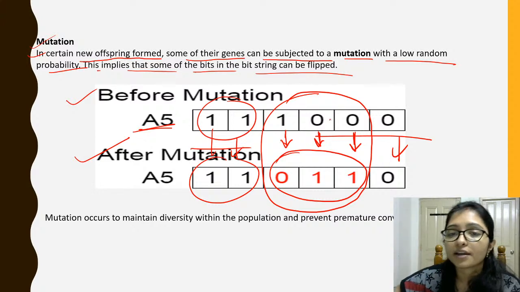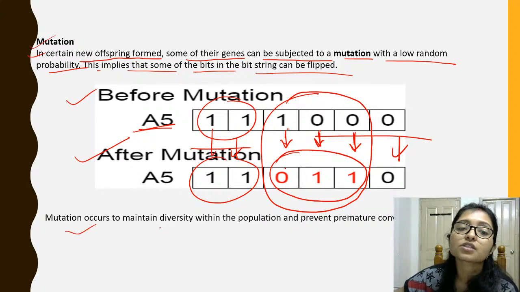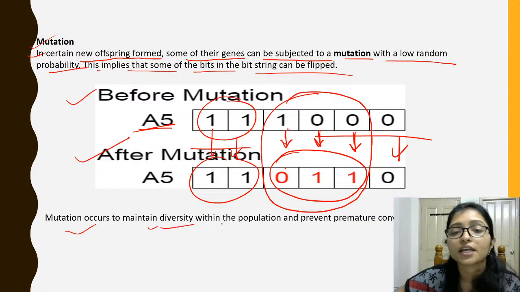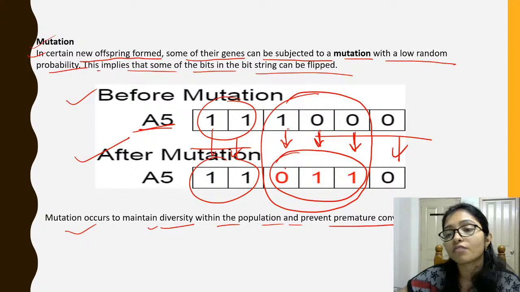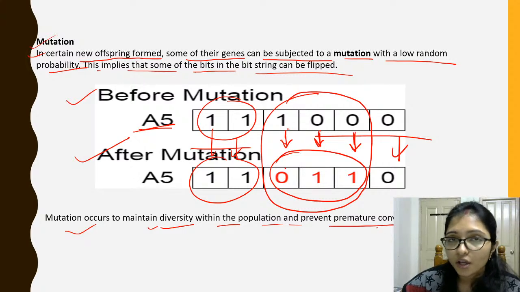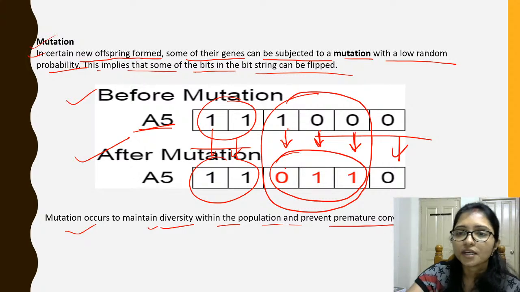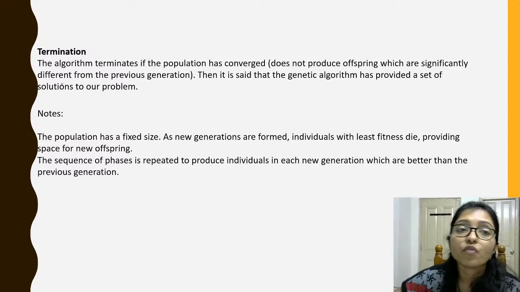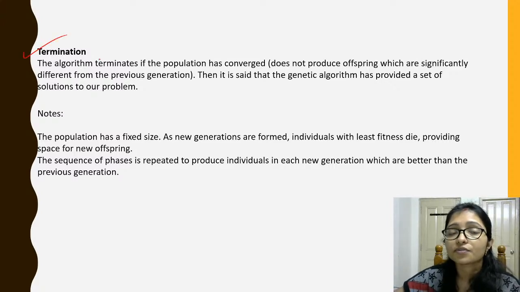Bits get flipped, 0 becomes 1 and 1 becomes 0, right? That is the mutation. So mutation occurs to maintain diversity within the population and prevent premature convergence. Okay, got it? Now what is the termination condition? What is the termination condition of genetic algorithm?